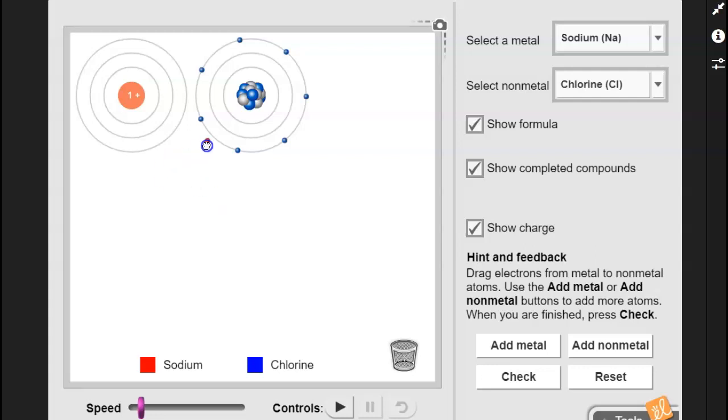I'm going to put this on the chlorine. And look at that. When I add that electron, the chlorine now has a negative charge because it has more negative electrons. Now, off to the side, here's my formula. What I have right here is one sodium atom and one chlorine atom. So it's showing one of each.